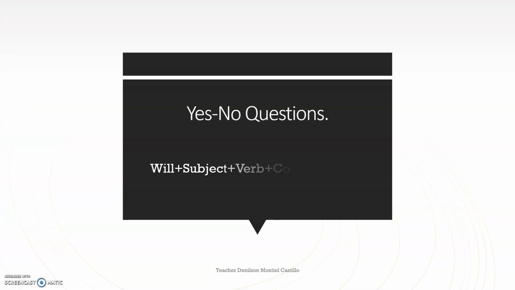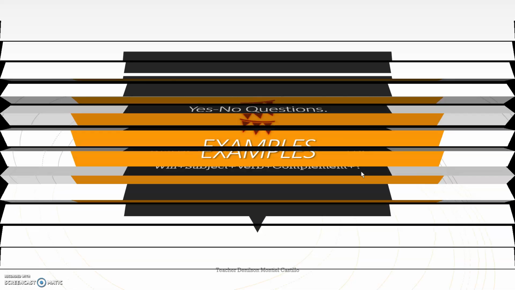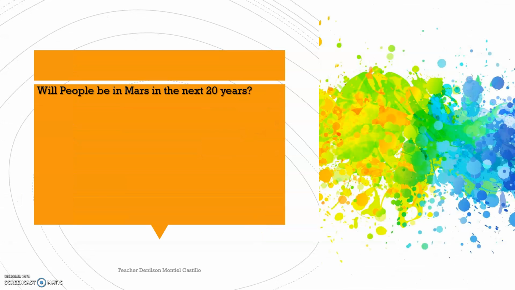Okay, what about yes, no questions? Remember that I call these questions yes, no, because the answer I provide to this kind of questions is yes or no. Okay, short answers. In this case, the formula is quite simple. The question must start with will, then the subject, verb in simple form, complement, and of course, don't forget the question mark.